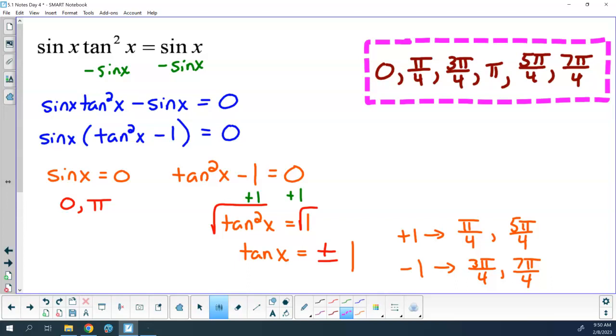Questions, comments, concerns, clarifications? If most of you would have continued on the path of bad maths from the start and dividing by sine, you would have gotten the pi over 4s, all 4 of them, but you would have missed out on the 0 and the pi. So your answer would have been incomplete. Okay? Factoring is the only thing that you can do.